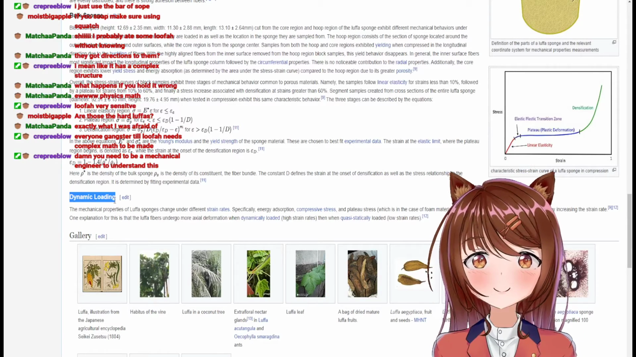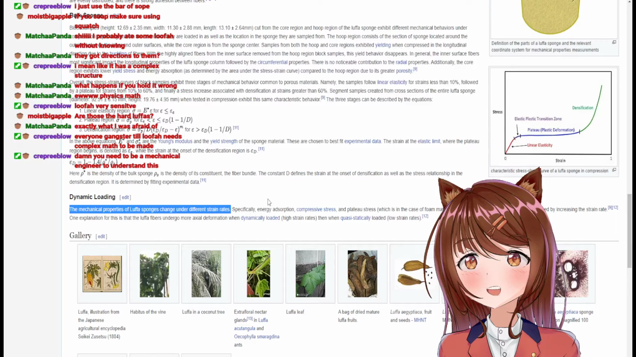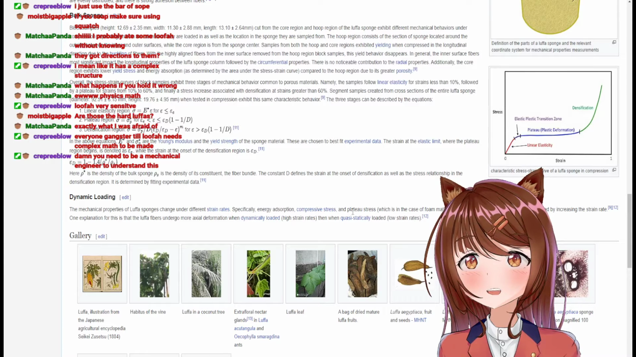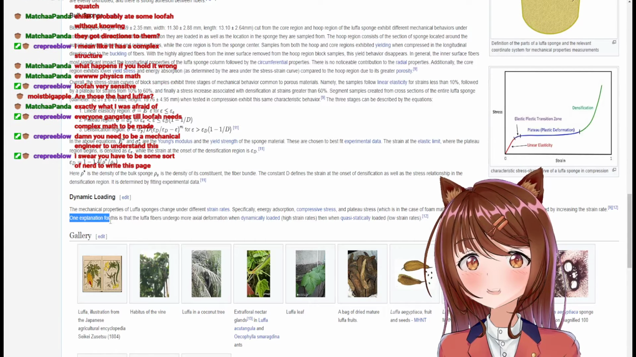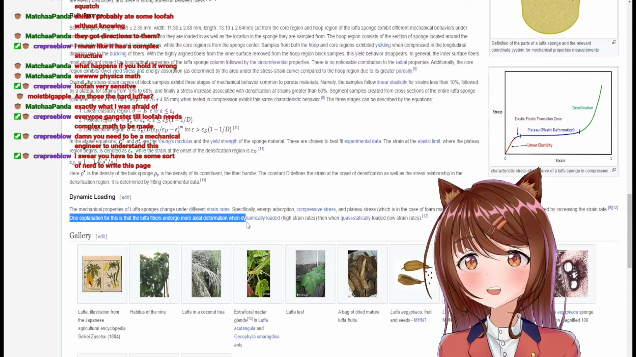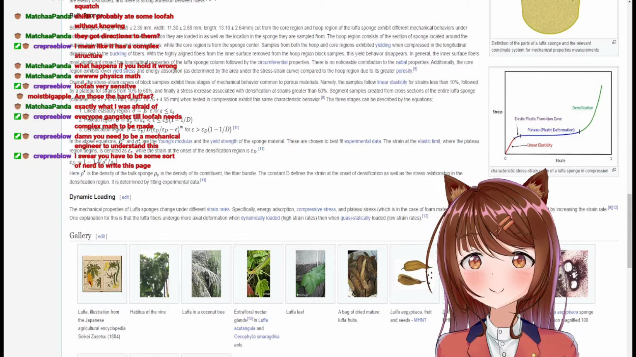Dynamic loading. The mechanical properties of loofah sponges can change under different strain rates. Specifically, energy absorption, compressive stress, and plateau stress, which is in the case of foam materials corresponds to the yield stress, are enhanced by increasing strain rate. What? One explanation for this is that the loofah fibers undergo more axial deformation when dynamically loaded at high strain rates than when quasi-statically loaded at low strain rates. What?